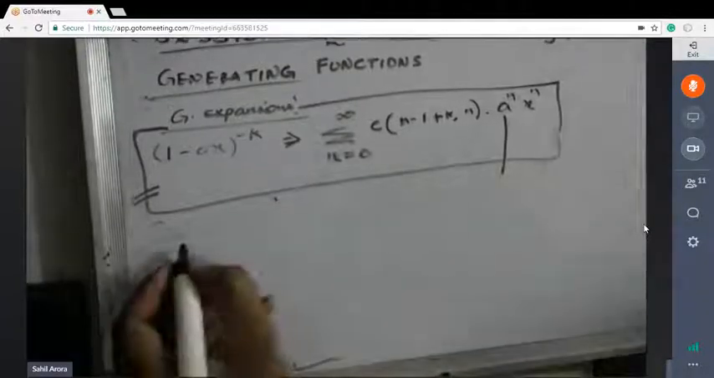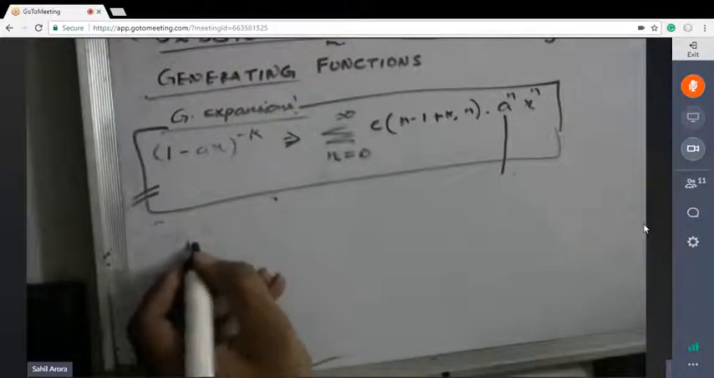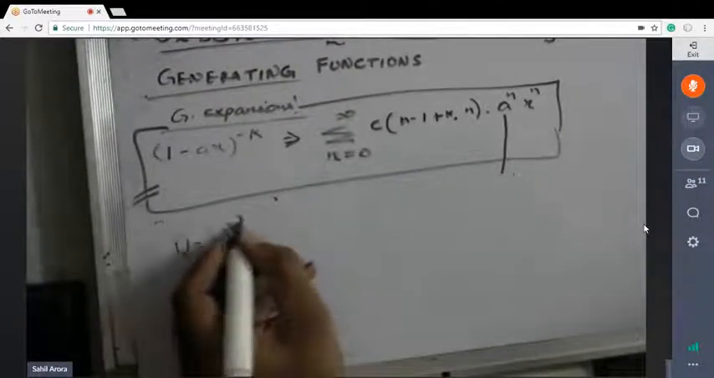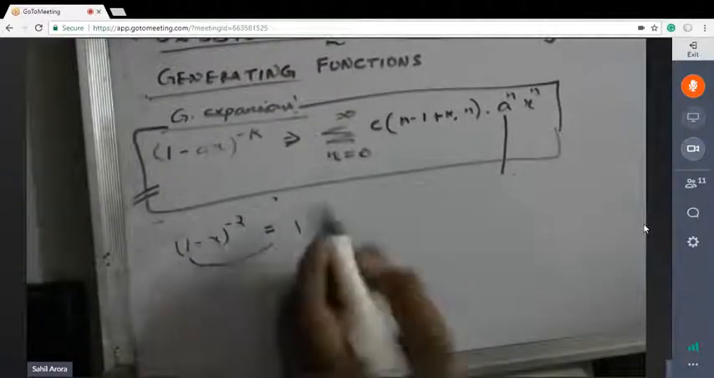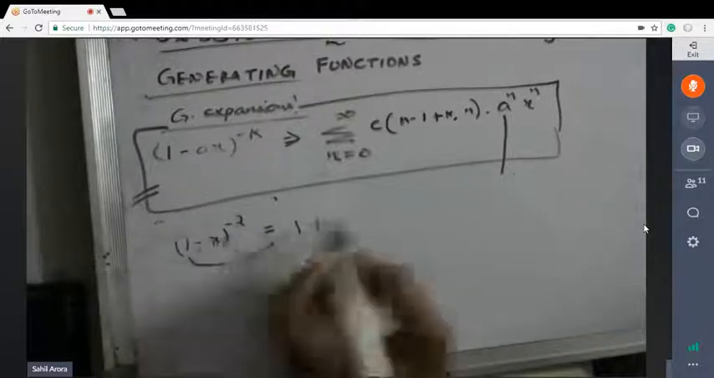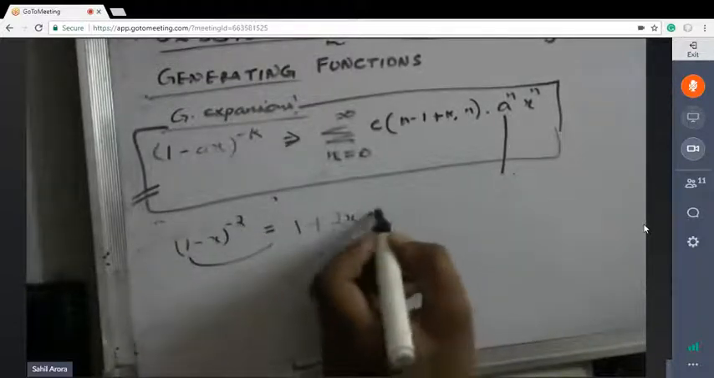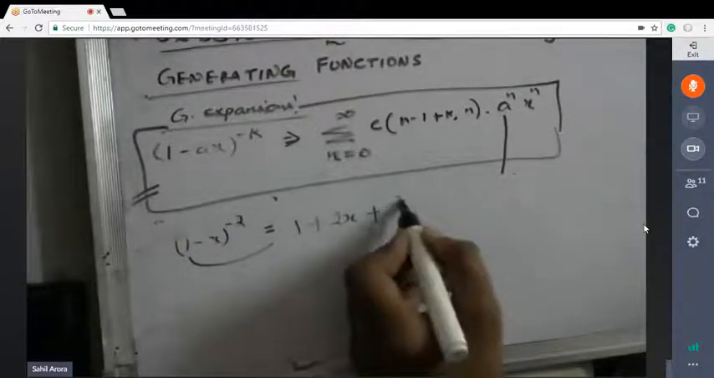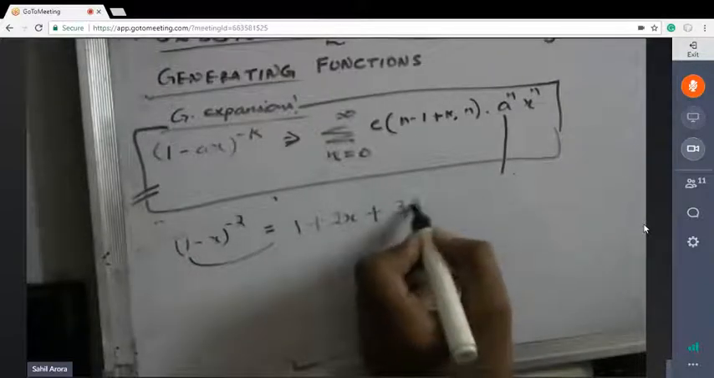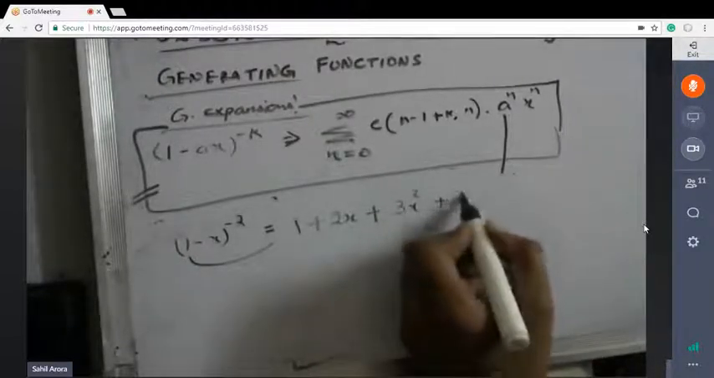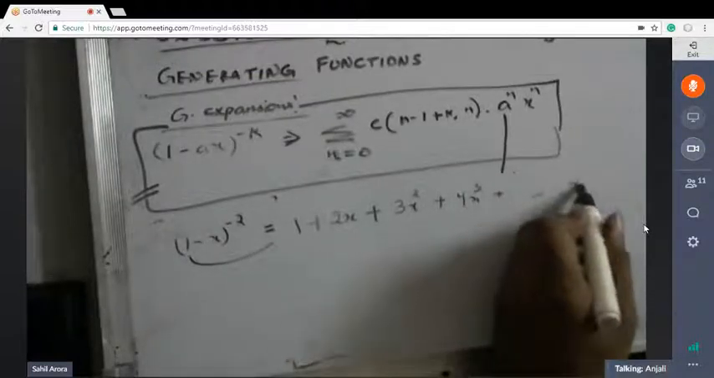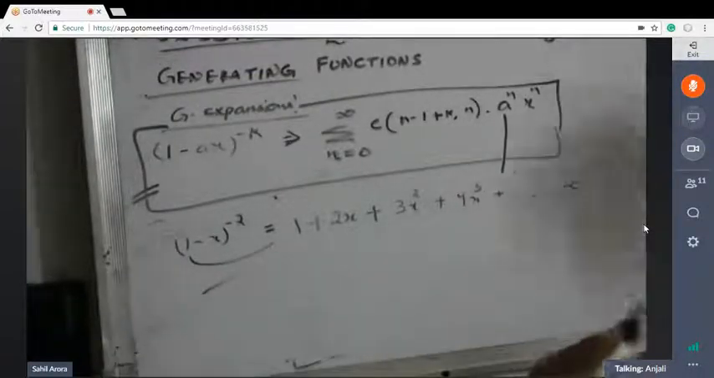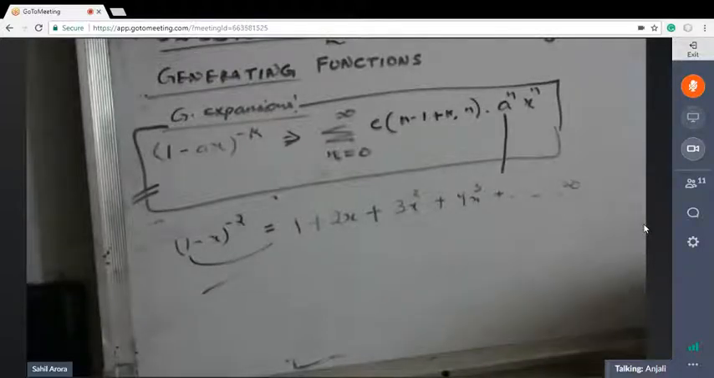So the next thing, the thing which I said is, if I need to expand (1 minus x) to the power minus 2, then we can just copy 1 here. Then minus minus would become plus 2 into x. So we need to write 2 into x directly. Then 2 plus 1, 3, x power 2, 3 plus 1, 4, x power 3, and so on, up to infinite. So this is the expansion. Ankit, I think it is clear now.